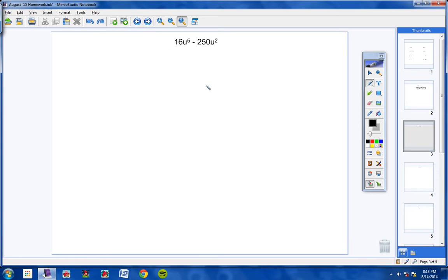Problem number 2. Well, first of all, we're going to have to pull out what's common, and I'm kind of doing this in my head as I go. It looks like 2 will go into 16 and 250. There might be a bigger number, so we'll see as we go along. Also, there's 5 u's in the first term and 2 u's in the second term, so we can take 2 u's out of both terms. So let's see what we're left over with. We should be left over with 8u cubed minus 125.